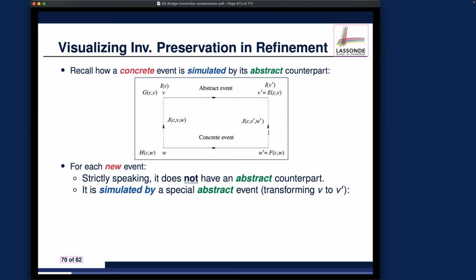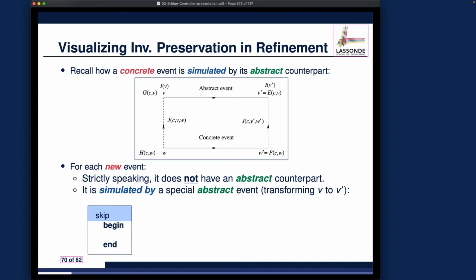Well, the way we do it mathematically is by saying this. We're still going to think that there is some abstract counterpart, but that abstract counterpart is a very special event, which I'm going to show to you. So we say that every concrete new event, that's what this denotes, is simulated by a special abstract event. You can think that for every new event, its abstract counterpart is exactly this particular abstract event, which I'm going to talk about. That one is called skip over here.